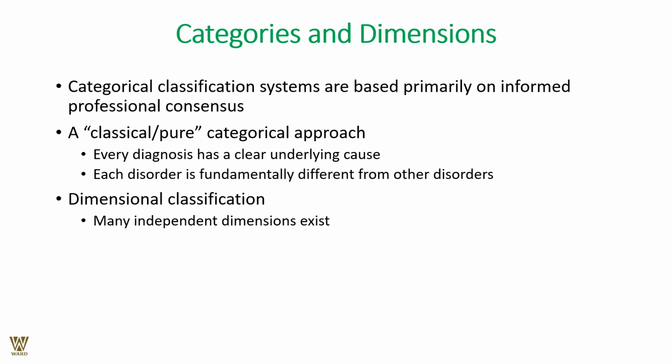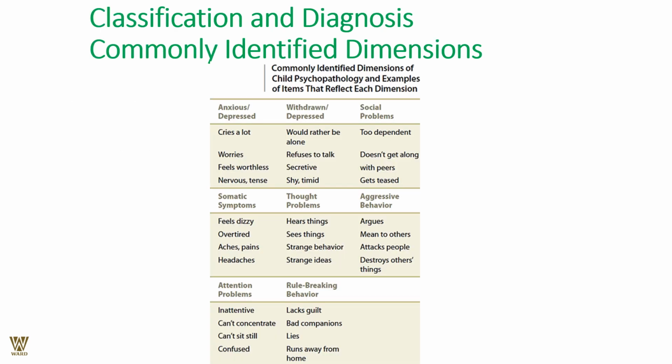Categories of dimension. Categorical classification systems are based primarily on professional expert consensus. A classical pure categorical approach holds that every diagnosis has a clear underlying cause, so there is a cause and effect relation. Each disorder is fundamentally different from the other disorders. In dimensional classification, many independent dimensions exist in the system.